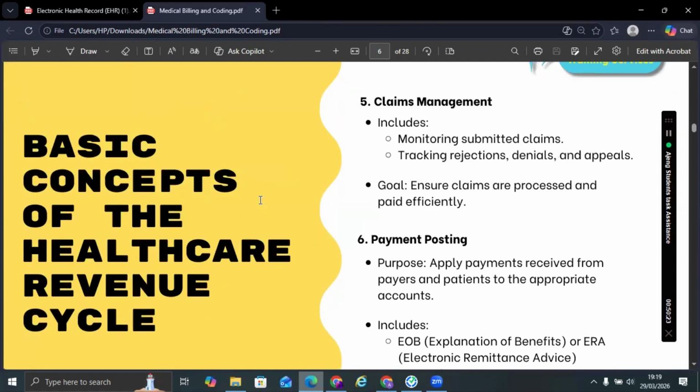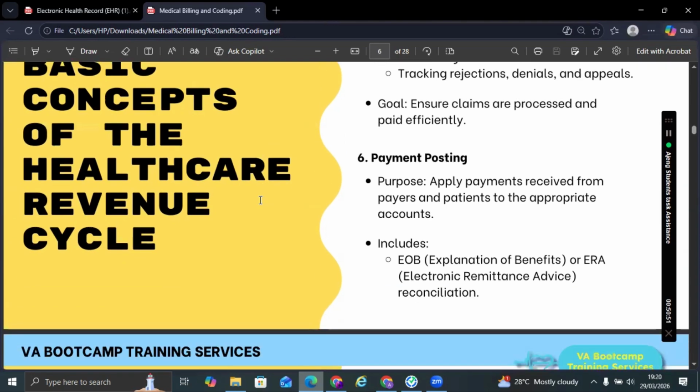Next, claims management includes monitoring submitted claims and tracking rejections, denials, and appeals. And the goal: ensure claims are processed and paid efficiently. And then payment posting. The purpose: apply payments received from payers and patients to the appropriate account. This includes explanation of benefits or ERA, electronic remittance advice, and reconciliation.